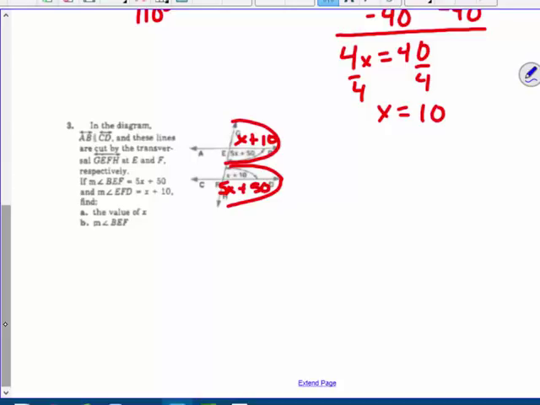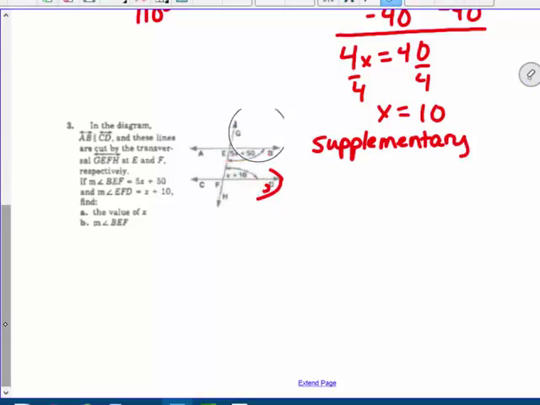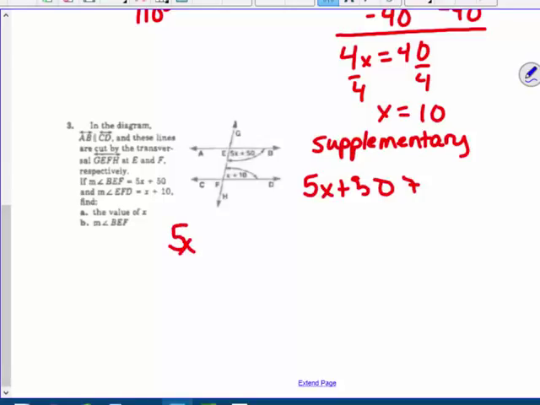So through correspondence, I can find that these angles are supplementary. I'm using correspondence and supplements to answer this. So 5x plus 50 plus x plus 10. I'm going to do it over here, see if it works better. 5x plus 50, plus x plus 10.